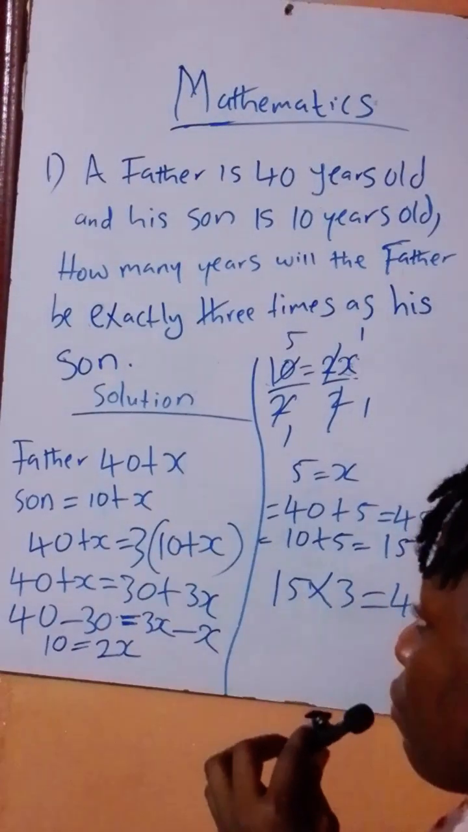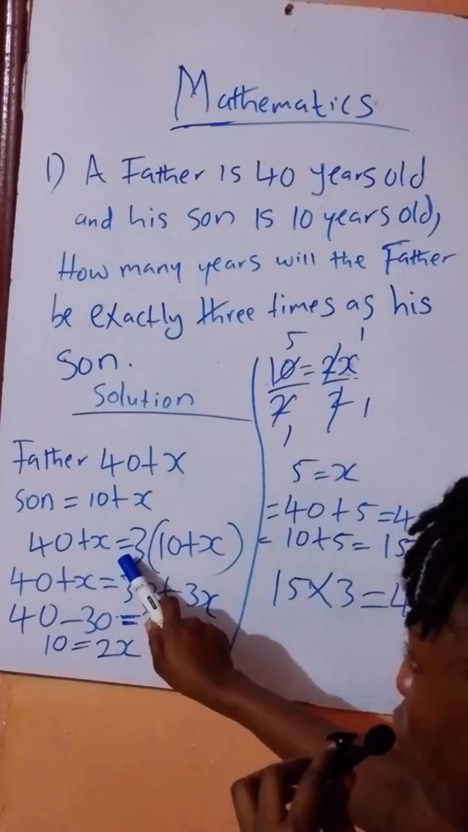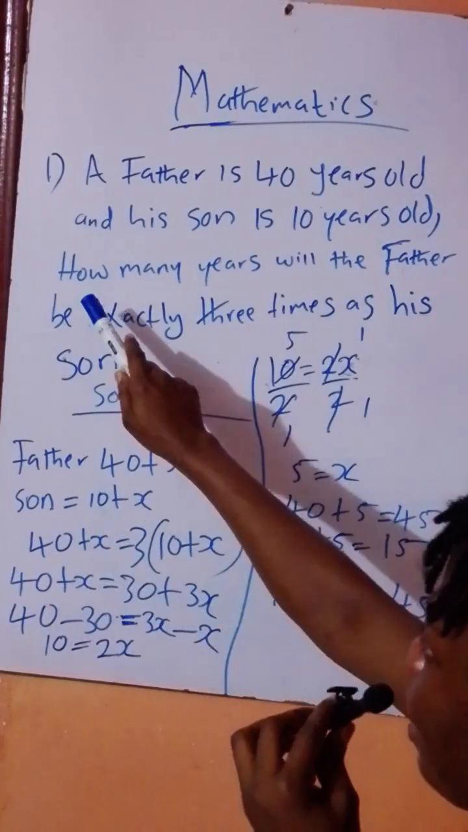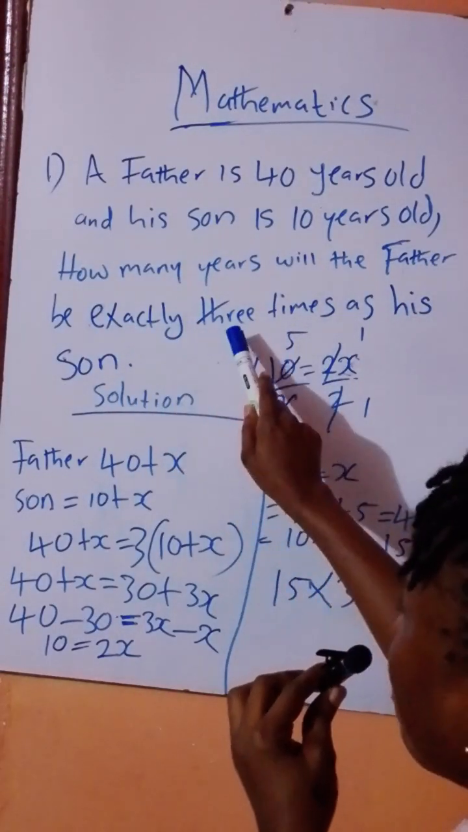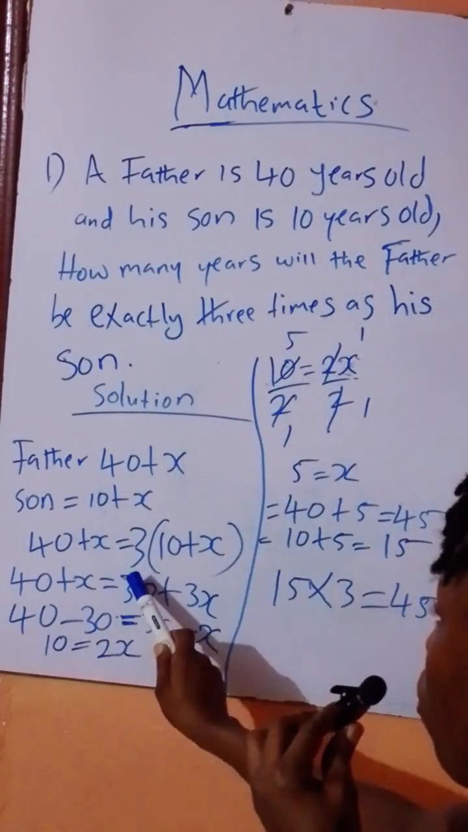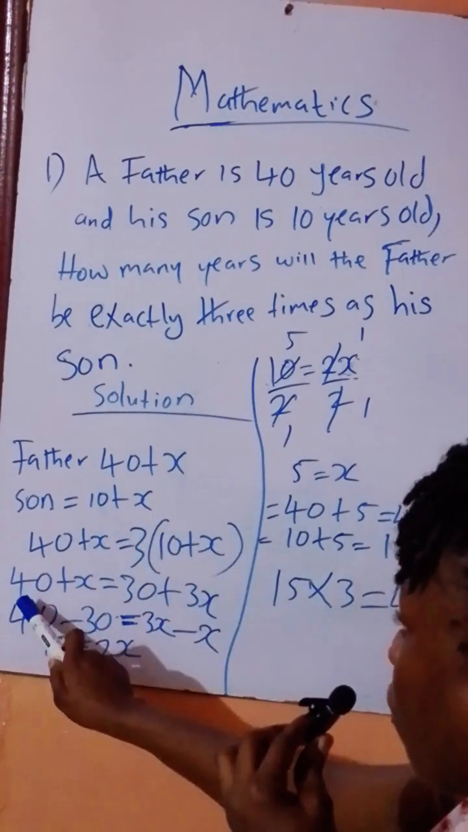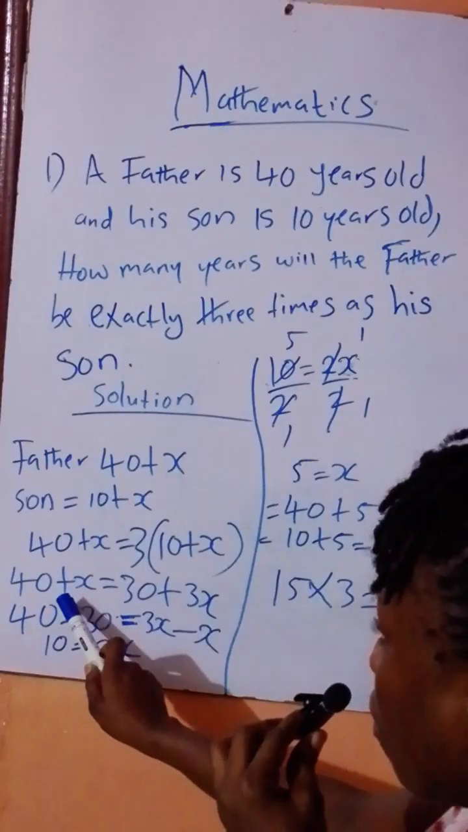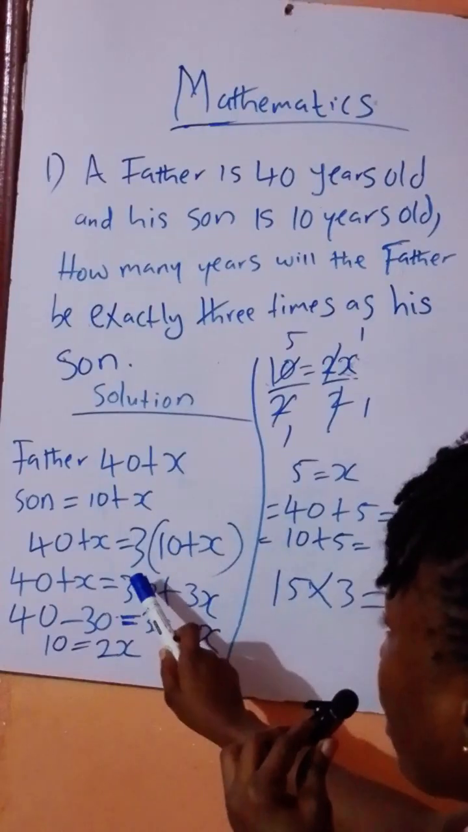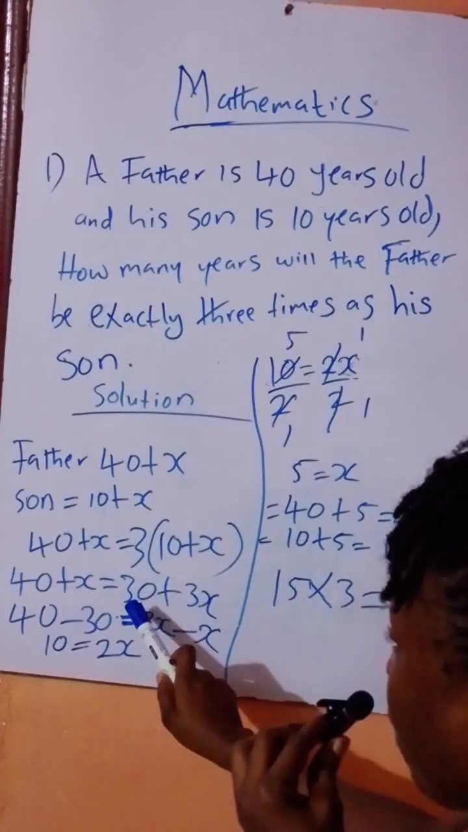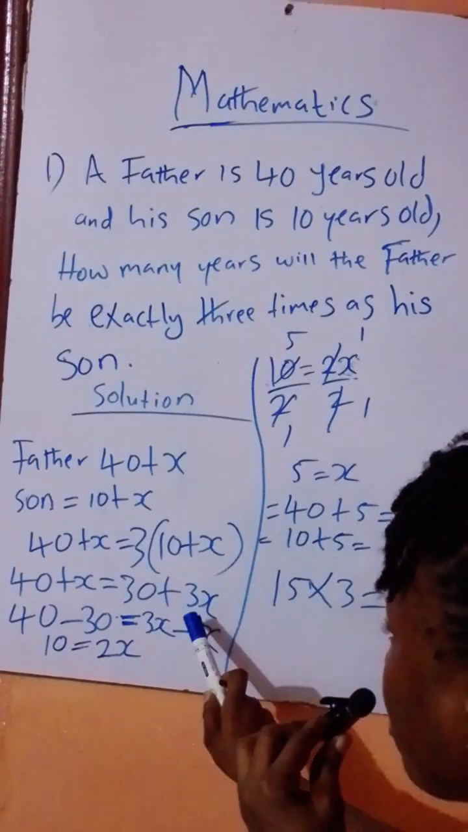Then this 40 plus s equals to, don't forget that they said how many years will the father be exactly 3 times of his son. We bring down the 3 bracket, 10 plus s. We bring down the 40 plus this s equals to, use this 3 to multiply through this bracket. 3 times 10 is 30 plus 3 times s is 3s.